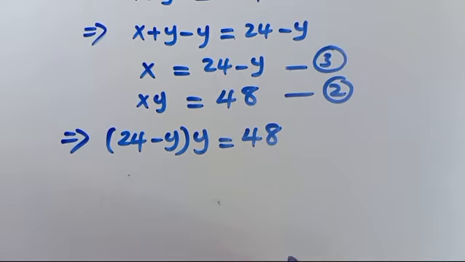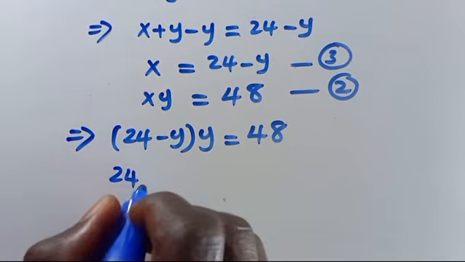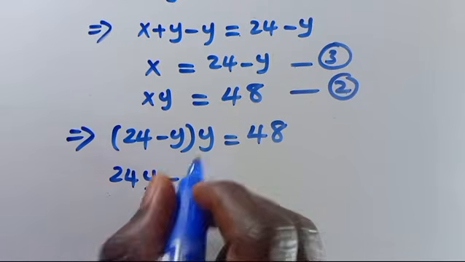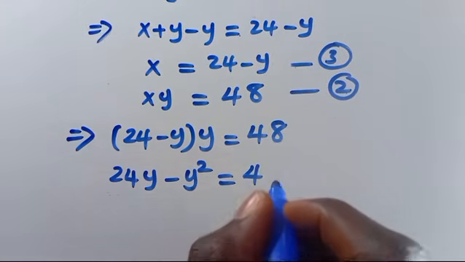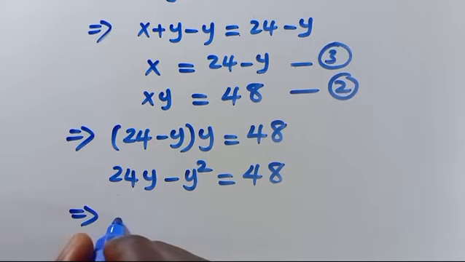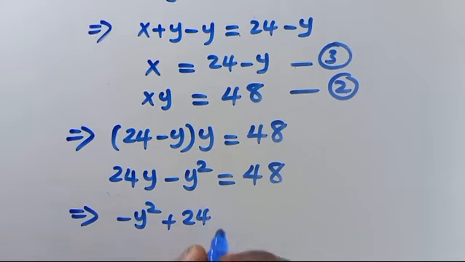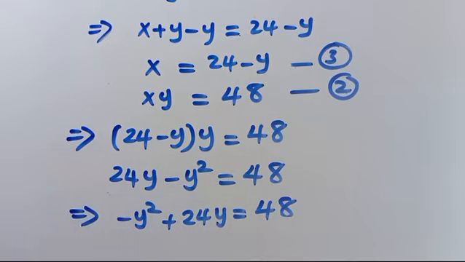Then we can open the parentheses by y. So here will be 24y, and minus y times y will be minus y squared, equals 48. Now guys, let's rearrange this expression. So we have minus y squared plus 24y equals 48.